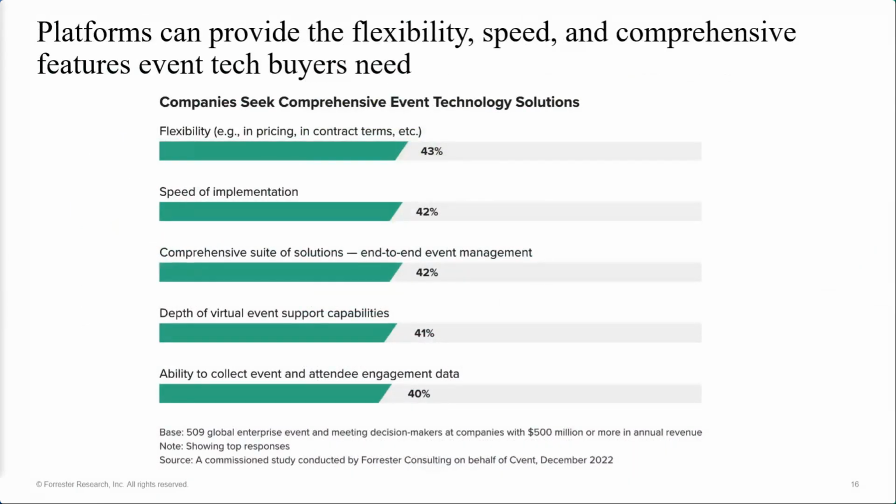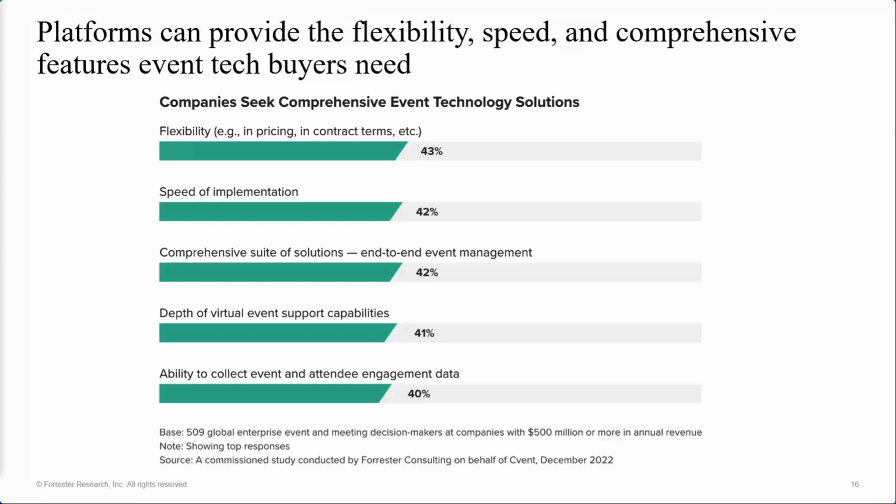So they want a lot from the platforms too. If you look at this, the story here, and again, the numbers are a little small, but 43, 42, 42, 41, 40, those are all kind of the same number. We asked the question, which of the following are most important to your organization when choosing an event technology today? So these are the top 5.